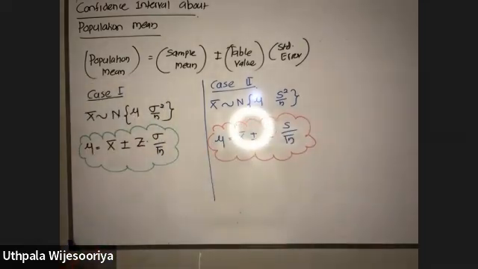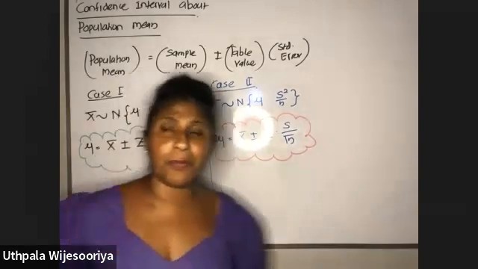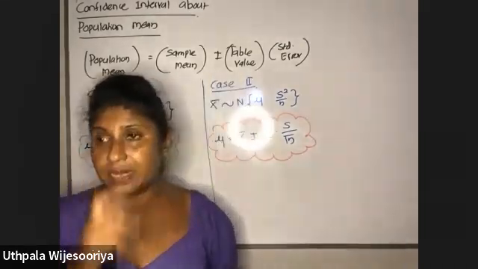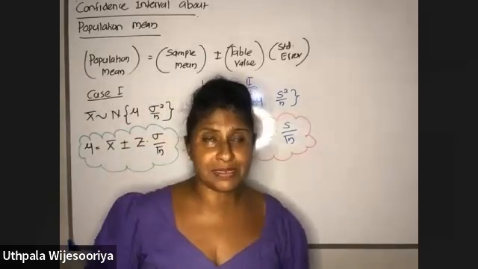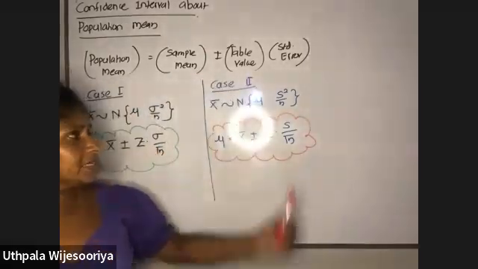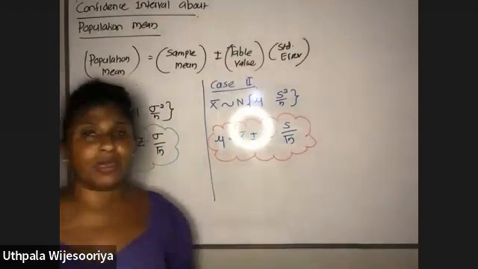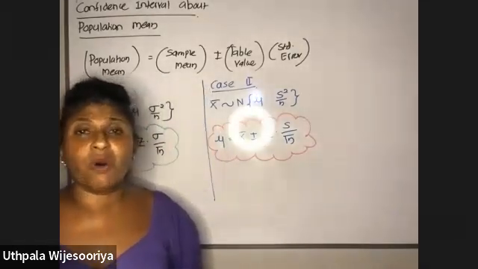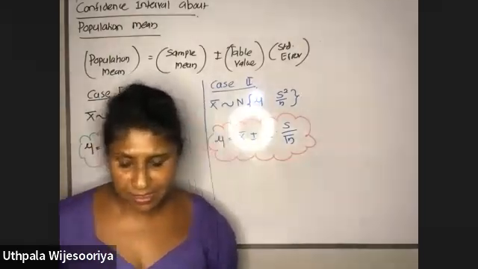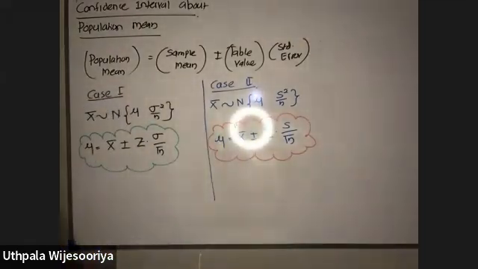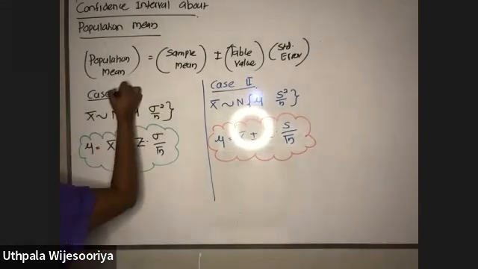What about your case 3? Case 3: population is normally distributed, population variance is unknown, for small samples. Now here, the previous case was for large samples with unknown variance. Once we draw a small sample from a normal population with unknown variance, what will happen? Case 3.